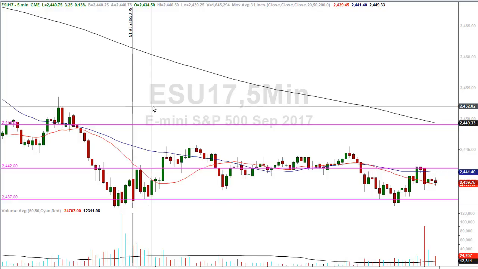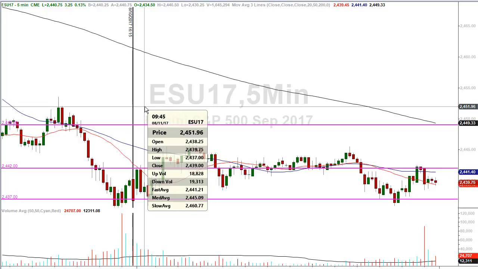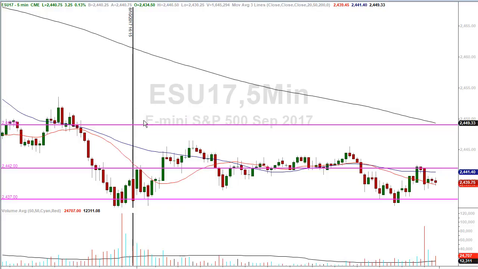As you can see, the open of the market, which is 9:35, the first 5-minute candle of the day, and we're on a 5-minute chart. The market opened at 2438.75, ran right up to a high of 2442.25, backed off, and just minutes later was down at a low of 2437, identified by one of the horizontal lines as a support area for the day. And as you can see, the market then made it back up to the 2442 and busted through.